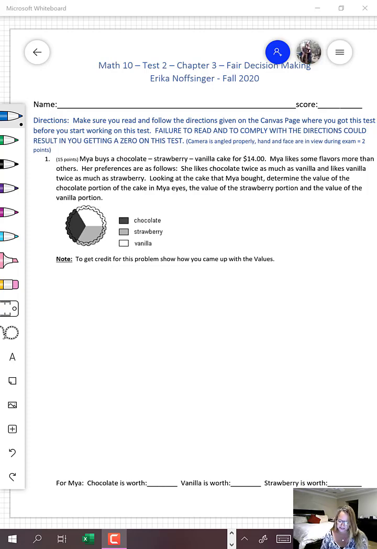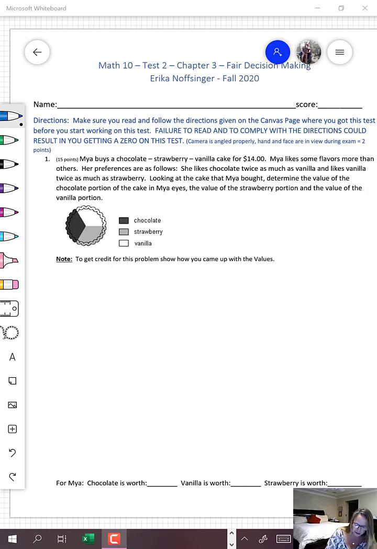So the first question says, Maya buys a chocolate strawberry vanilla cake for 14 bucks. Maya likes some flavors more than others. Her preferences are as follows. She likes chocolate twice as much as vanilla, and vanilla twice as much as strawberry.